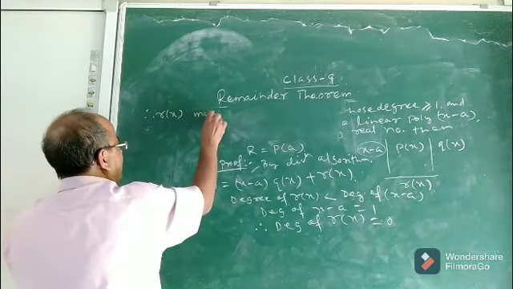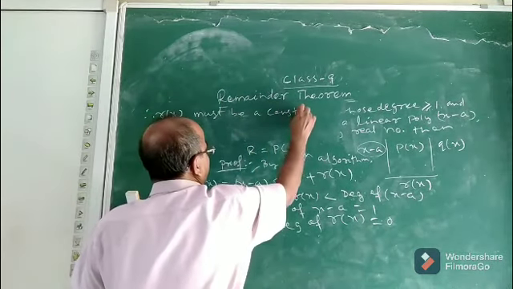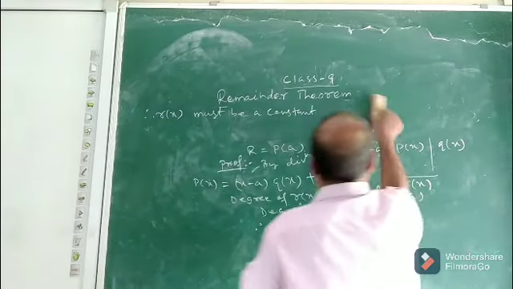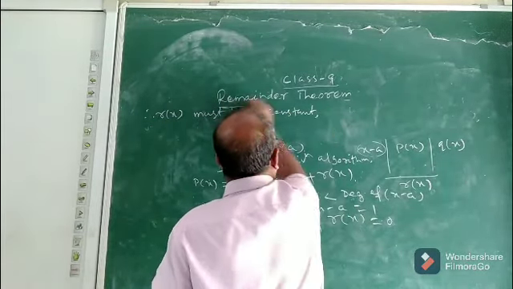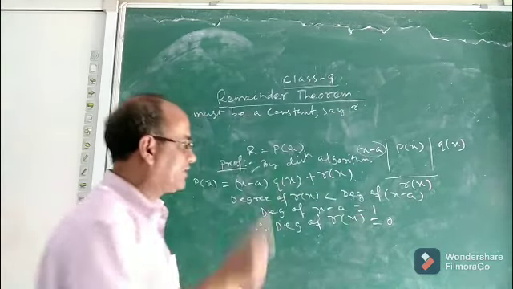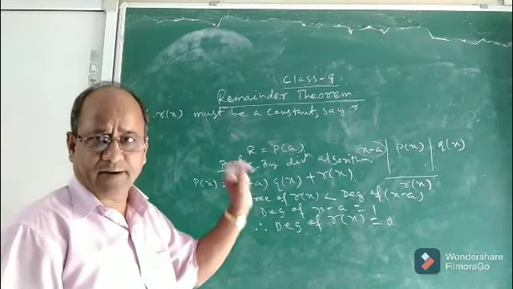Therefore, R(x) must be a constant, say R. Children, once again I am saying, try to understand. Our aim is to prove the remainder theorem.